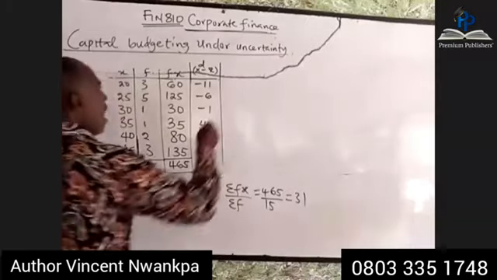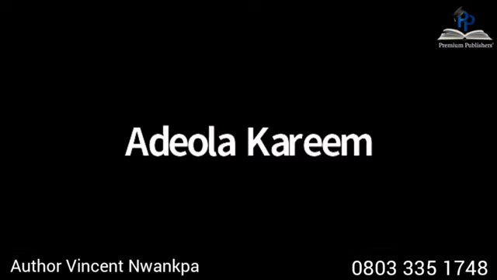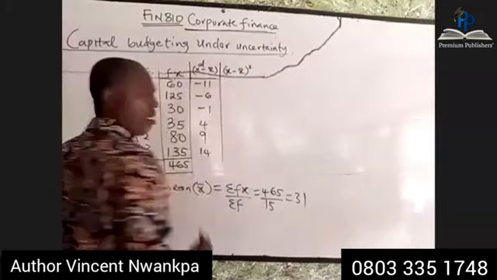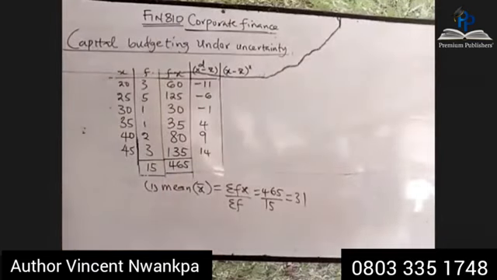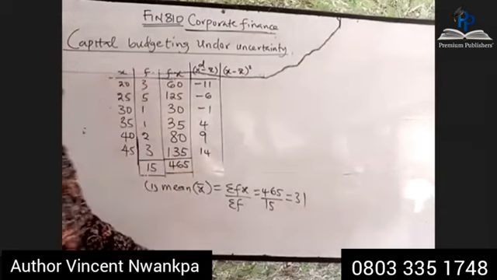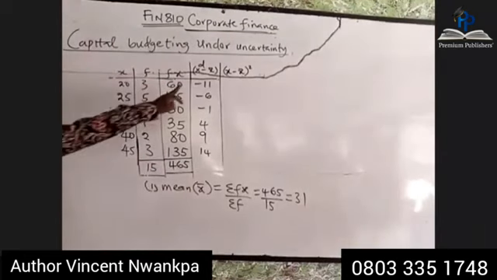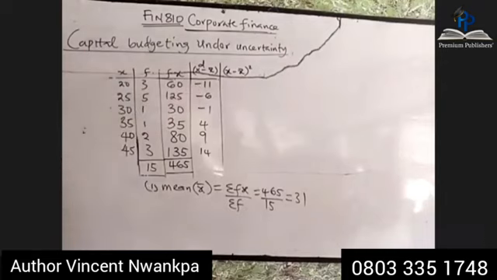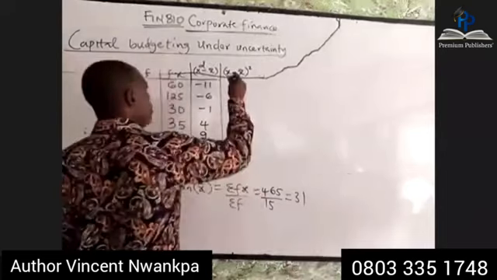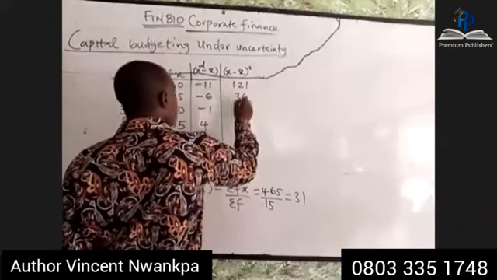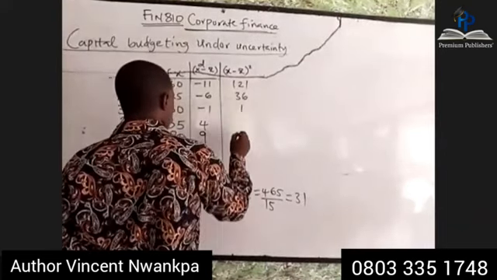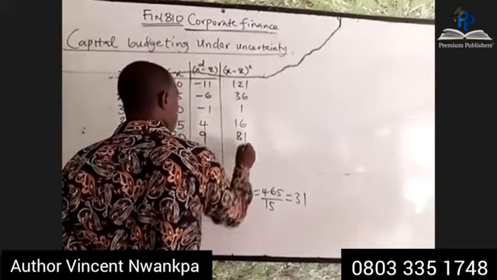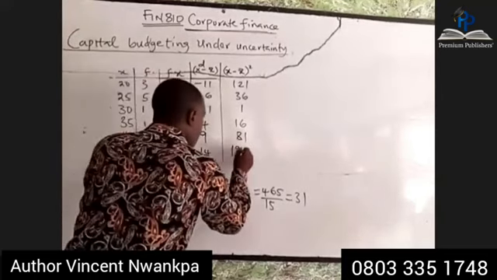Now, because there is a minus, our deviation, which is x minus x bar, we have a square. For us to remove the minus sign, we need to square, because without that square we can't work with the minus. So we have 121, 56, 1, 16, 81. This should be 196, I believe. Check for me.